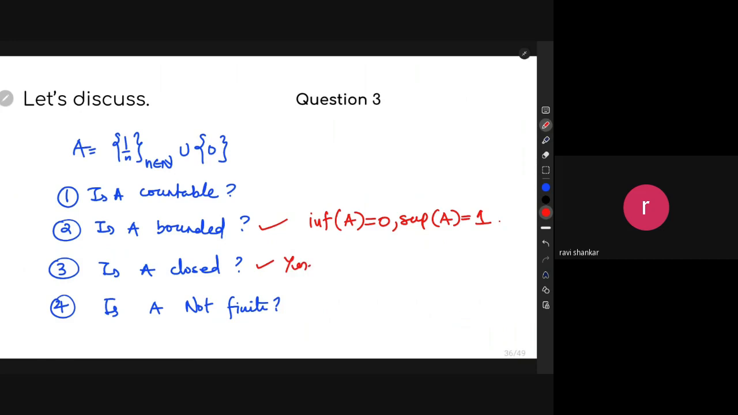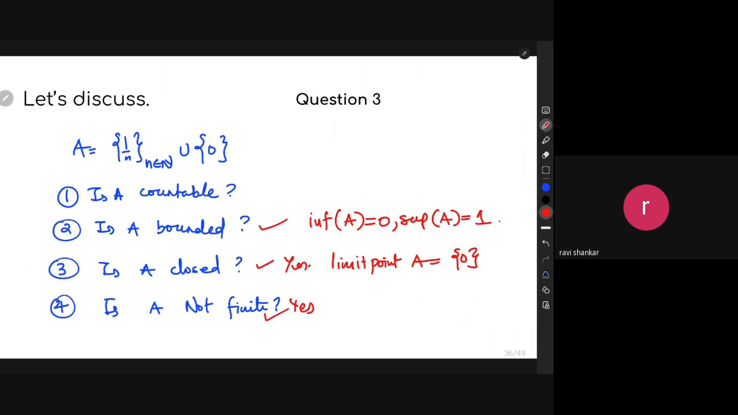Is it closed? Yes, because it contains all of its limit points. What is the limit point of A? The limit point of A is 0, so it contains it. So this is also true. Is it not finite? Yes, it is not finite because it contains infinitely many terms. So this is also true.